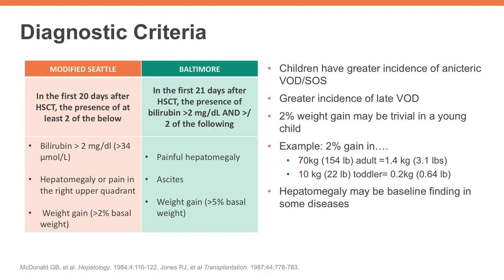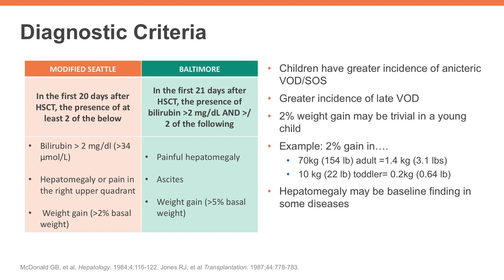As you likely know, there are two primary diagnostic criteria that have been used for many years in the diagnosis of VOD. These are the modified Seattle and the Baltimore criteria. While these are extremely useful tools, they're not necessarily always adequate for the diagnosis of VOD in children. So the modified Seattle criteria requires that in the first 20 days after the stem cell transplant, the presence of two of the following: a bilirubin greater than 2 milligrams per deciliter, hepatomegaly or pain in the right upper quadrant, or weight gain greater than 2% of the basal or baseline weight.